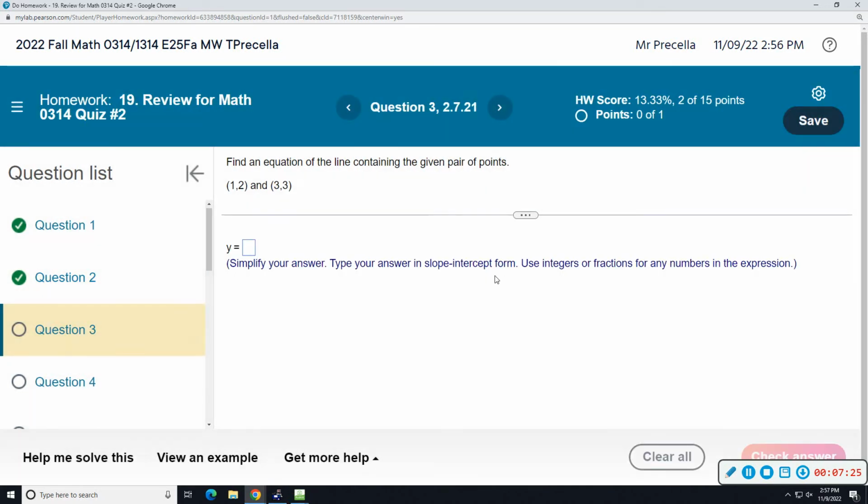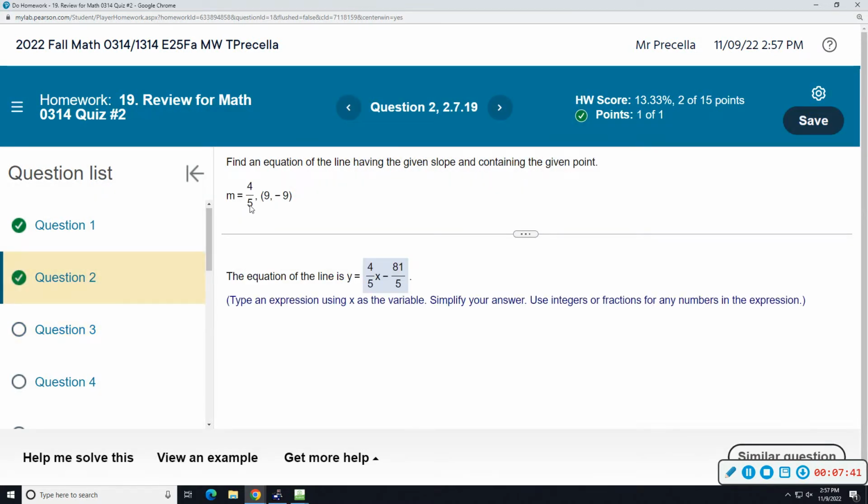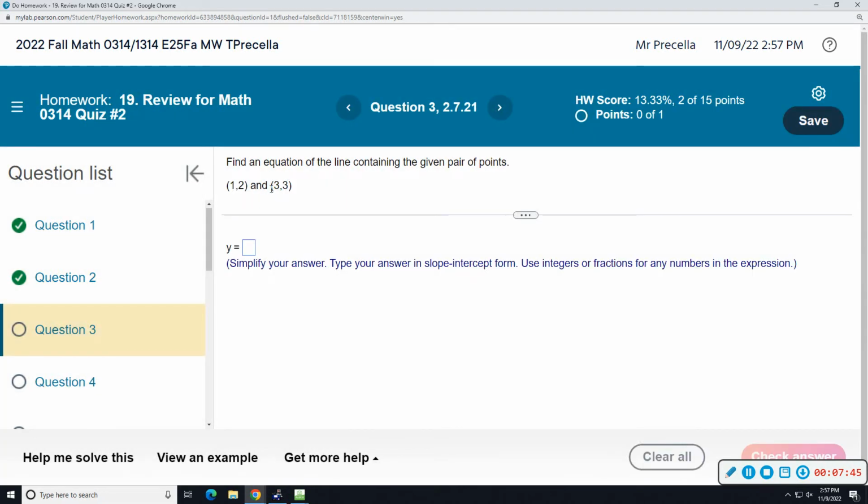Next question. Find the equation of a line containing the given pair of points. Wait a minute. If you're going to find an equation of a line, you have to know something about the slope. In 1 and 2, they gave you the slope. Here, they didn't give us the slope. But remember, we know the slope formula. We have a formula that we can use to find the slope of a line when we know 2 points on the line.